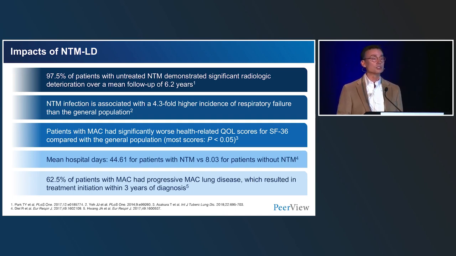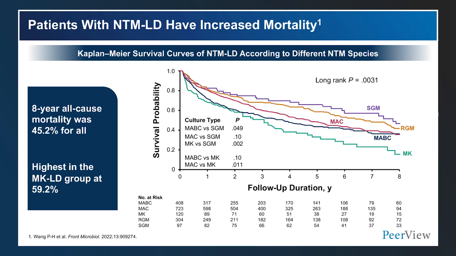In one case series over the span of 3 years, if patients were not treated for their NTM lung disease, almost 2/3 of them ended up with progressive MAC lung disease. We used to like to say that this infection was something people died with, not died from, and we now know that that's simply not true. So 8-year all-cause mortality is significantly elevated for this patient population. You can see these Kaplan-Meier curves here.